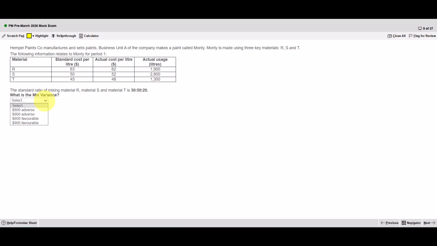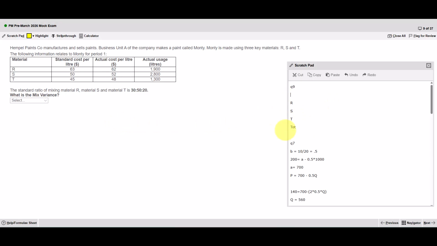In this calculation, we need to find out, is the variance adverse or favourable, and is it either 800 or 900? Once again, I'm going to create a little table in my scratchpad. When we're looking at a mixed variance, we're comparing the actuals, which I call the actual quantity at the actual ratio. Sometimes you see it as actual quantity in the actual mix. And we compare that to what would it look like if we used that same volume of paint, but the mix was in the standard ratio, as given here, and the comparison between those, and because there's a different cost for each, some will be favourable, some will be adverse, and then we'll work out a total adverse or favourable variance.